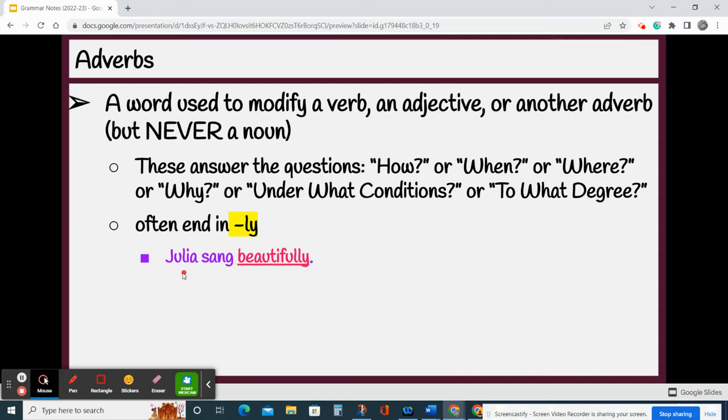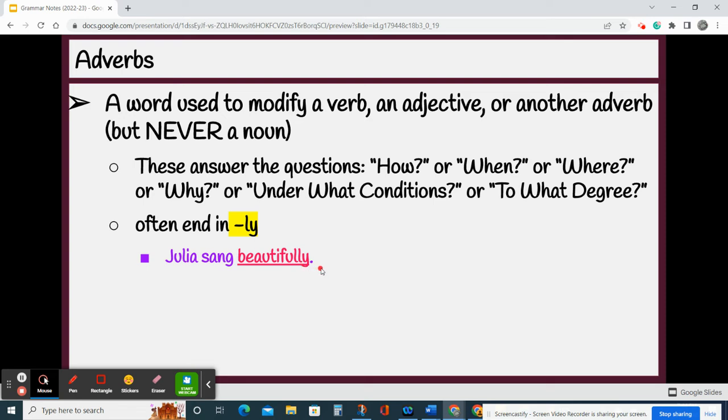But to verify, we can ask ourselves, all right, is this word describing an action, or is it describing an adjective, or is it describing another kind of adverb? In our case, Julia sang beautifully. Beautifully is describing how something was sung. So sang is our verb. Beautifully describes sang or modifies sang. Another way you can double check this is Julia sang beautifully. How did she sing? Or to what degree? Well, I don't know about to what degree. I feel like how is the question that works best here. How did she sing? She sang beautifully.